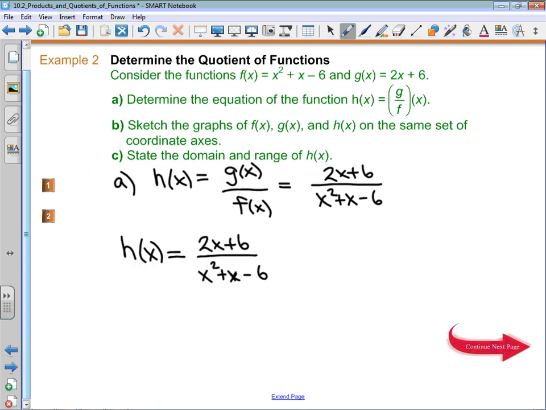And the way that we do that is via factoring. So I'm going to factor the numerator and the denominator completely. So I get 2 times x plus 3 divided by x plus 3 times x minus 2. Now it is important right away that x cannot be equal to -3 or +2 because those corresponding factors are in the denominator.